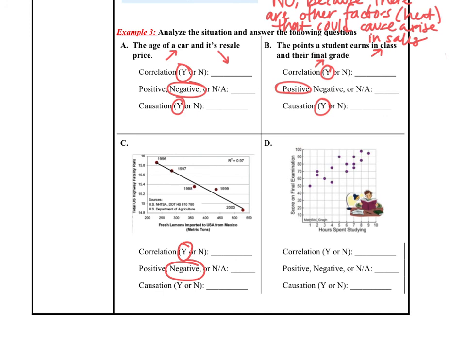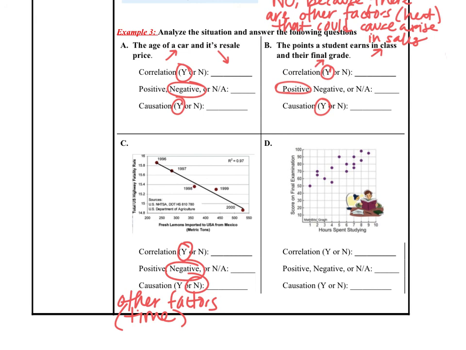Do you really think the lemons are causing less deaths? No. Definitely not, right? It's probably just other factors like time. Maybe people are wearing their seatbelts more. As time goes on, you get more lemons imported and then more people wearing their seatbelt. Notice you actually have years here, 1997, 1998, 99, 2000. Probably more people are wearing their seatbelt.